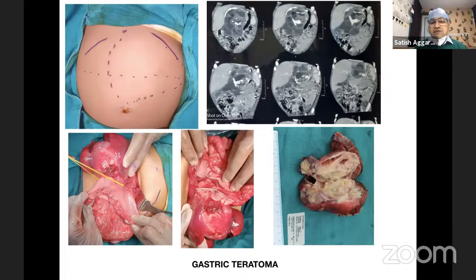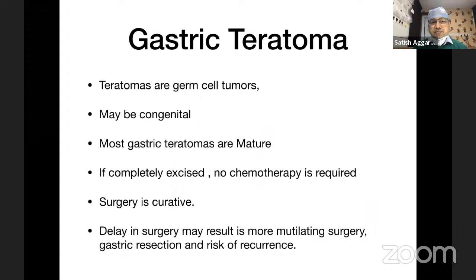So again, even though this tumor had involvement of the liver, involvement of the stomach in the entire lesser curvature, yet it was a mature teratoma and therefore resection was curative. But this resection also happened within a week of presentation. So early surgery, early referral is important for congenital tumors.